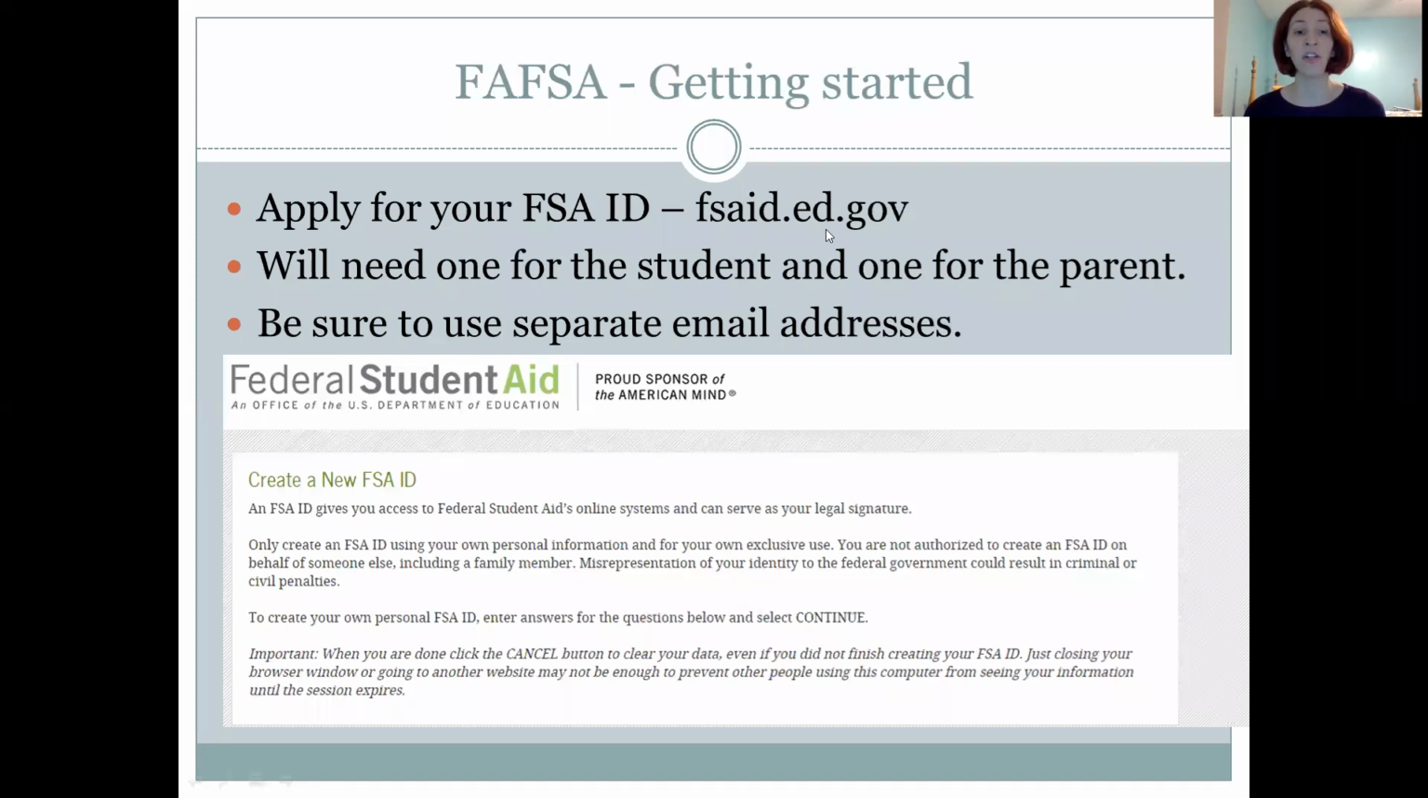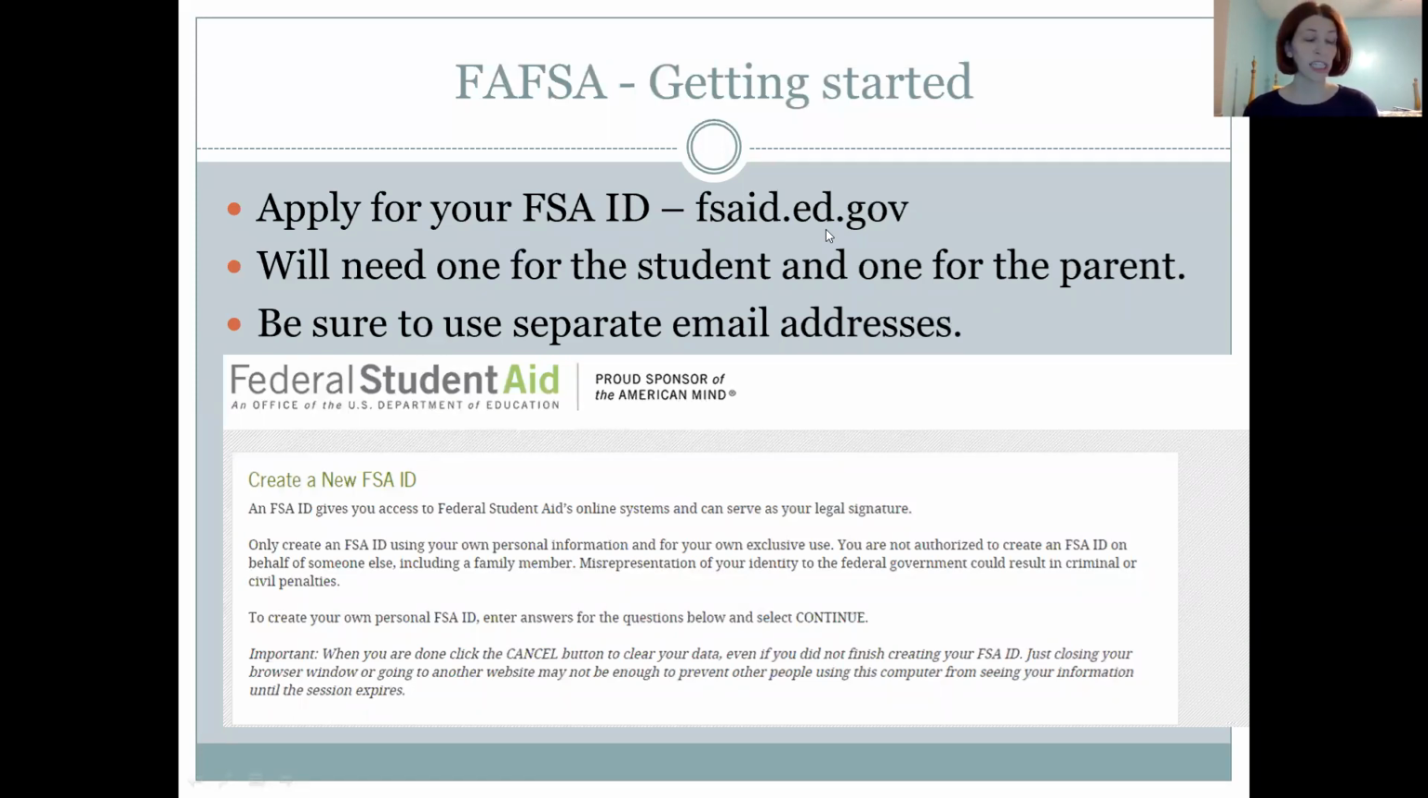One key for this is that you need to be sure to use separate email addresses, one for the student and one for the parent. If you try to use the same one, it's going to cause a lot of issues down the road. It'll take much longer because it's going to confuse the two. So make sure you're using separate email addresses when creating the FSA IDs.